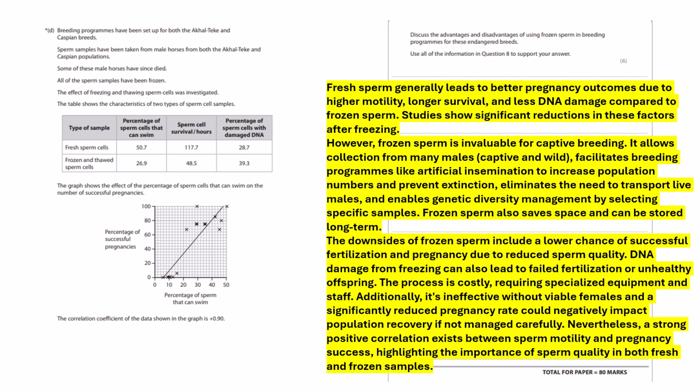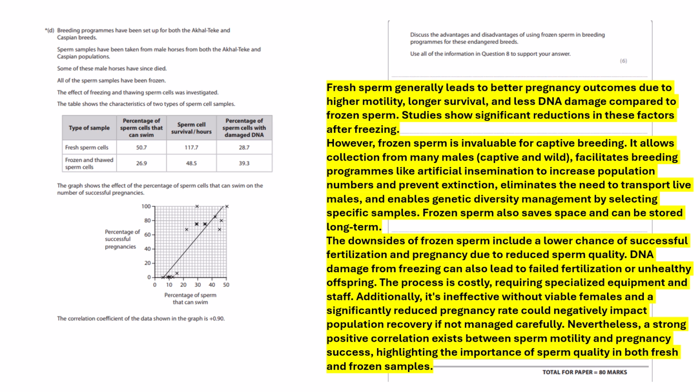We have the type of sample, which is the fresh sperm cells, frozen and thawed sperm cells. We have the percentage of sperm that can swim, 50.7 and 26.9. There's a significant decrease. And sperm cell survival per hour, we have 117.7 and 48.5, which is a bit low. And then we have the percentage of sperm cells with damaged DNA. Now, as you can see, the frozen and thawed sperm cells have a much higher damage percentage.